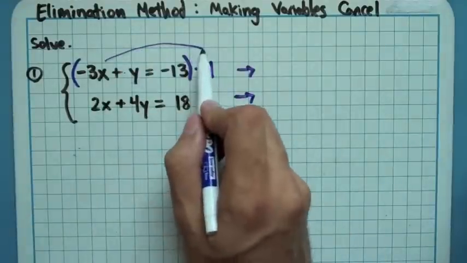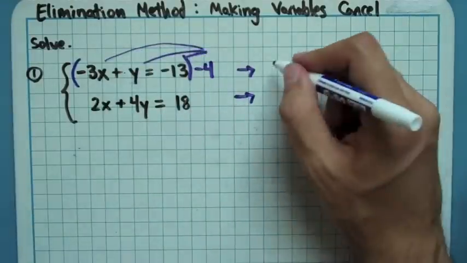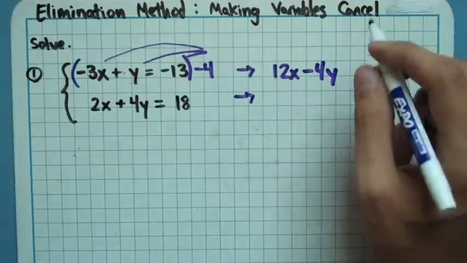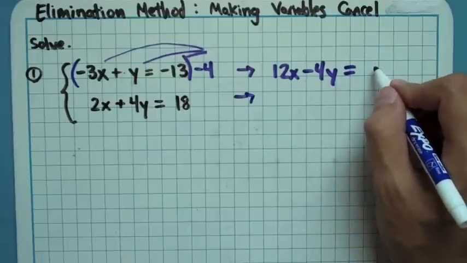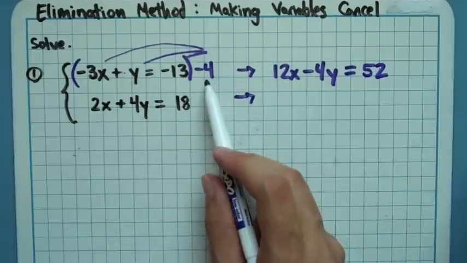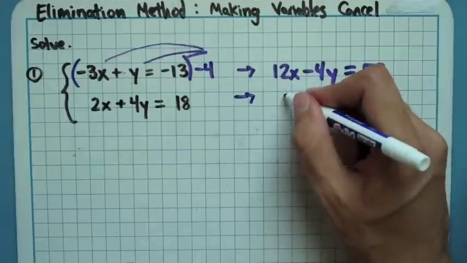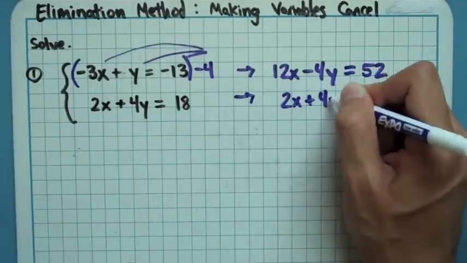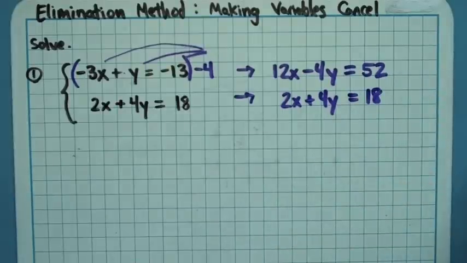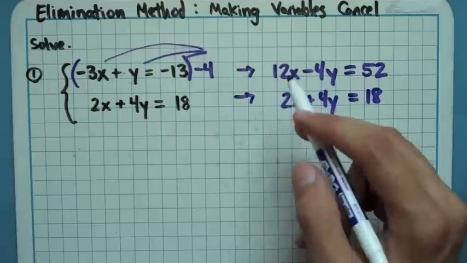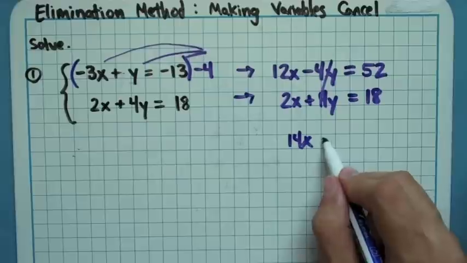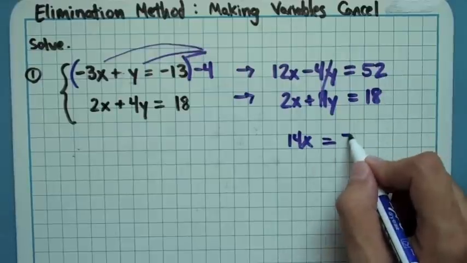So I multiply everything by a negative 4, and when I do that, I'm going to get 12x minus 4y equals, and that's going to be 52. So the whole equation got multiplied by negative 4 there. On the bottom equation, I'm just going to rewrite it down here: 2x plus 4y equals 18. And now when I add going straight down, it's going to work out nicely, like the ones in the last video. I'm going to get 14x. The y's canceled, and I'm going to get equals 70.